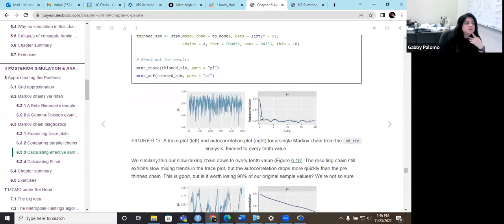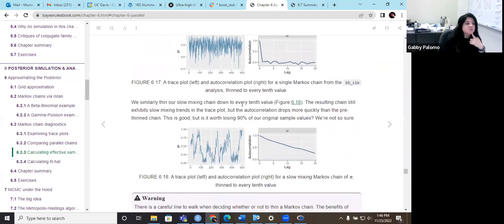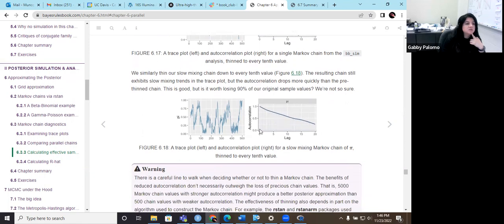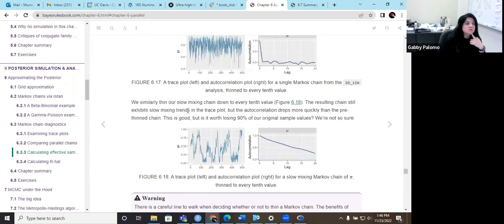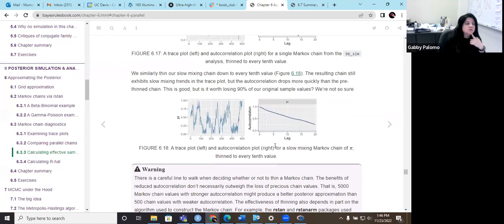So this one had strong correlations early on. It doesn't have that nice smooth shape. Mm-hmm. So they thinned out and kept every tenth value. That helped a little bit. Yeah. But not too much. And they also mentioned that there's some balance. Yeah, you can throw out a bunch of samples, but is it worth what you get for your parameter estimates?